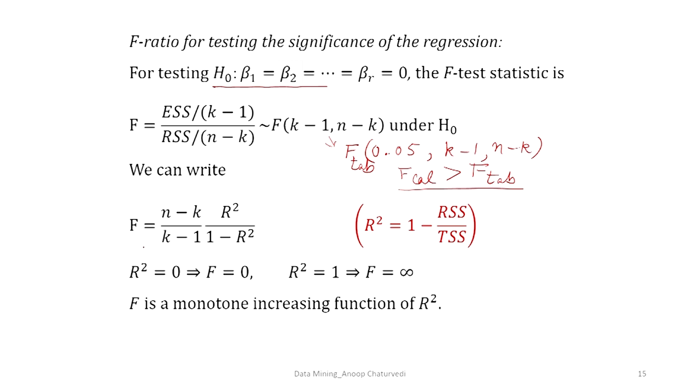You can also write F in this form. F equal to (n minus k) upon (k minus 1), R square upon (1 minus R square). And then, if R square is 0, then F is equal to 0. And if R square is equal to 1, then because of this term in the denominator, F tends to infinity. So, F is a monotone increasing function of R square.